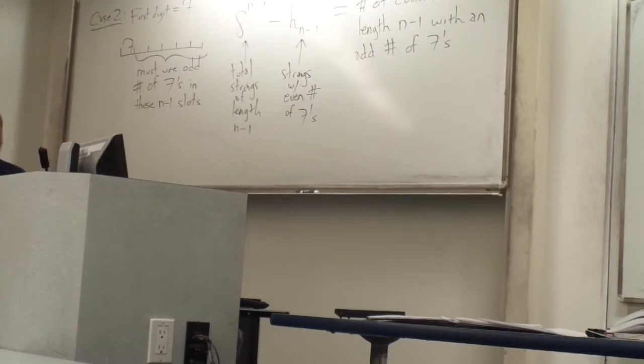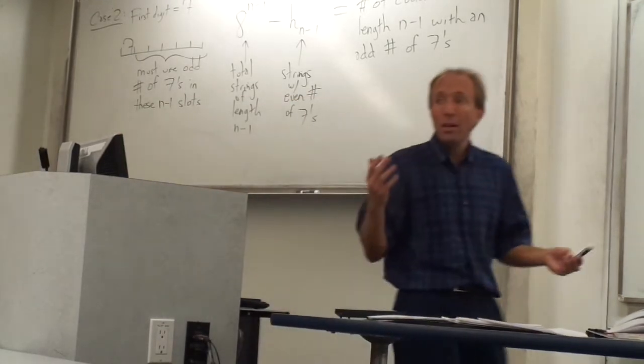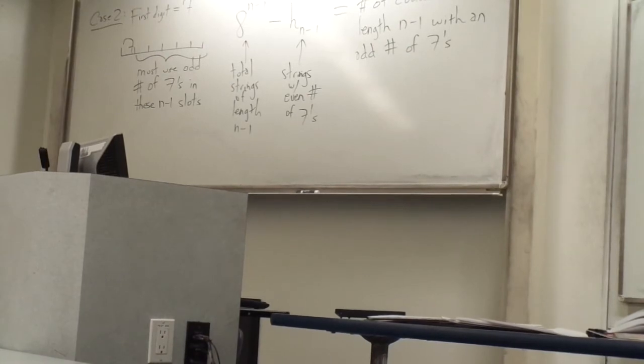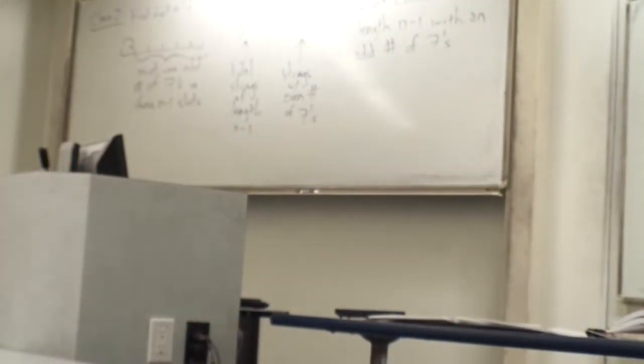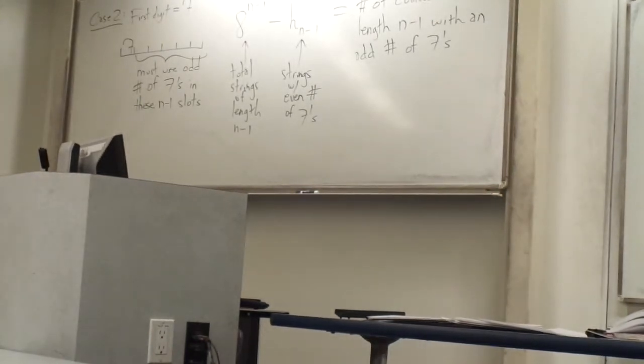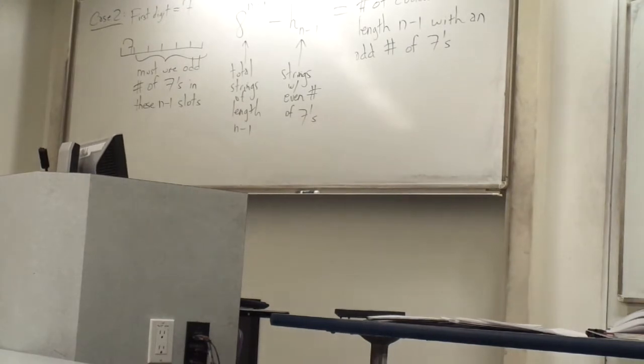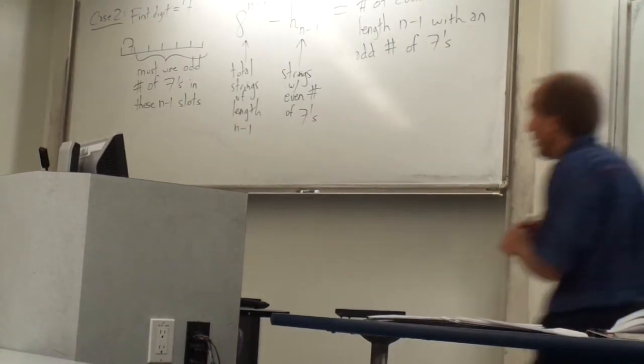Okay, can anything else happen? So there are no other cases, right? And these two cases are mutually exclusive, right? This is what you always want. You want cases that are mutually exclusive and complete, covering all possible scenarios. And that's what you have. The first digit of your code word either isn't a 7 or it is a 7. It's got to be one or the other. So what do we do next?